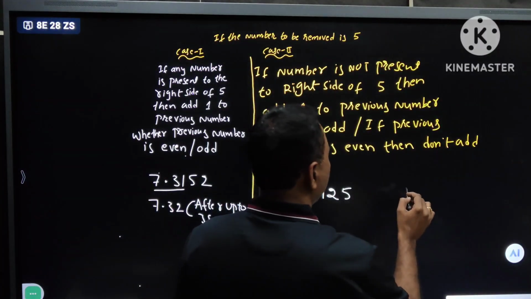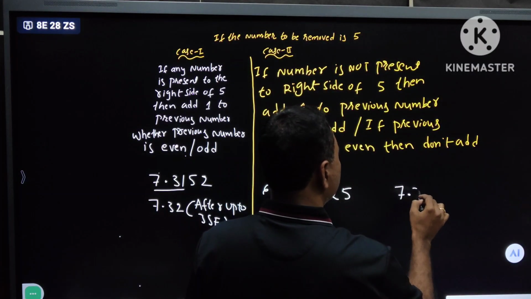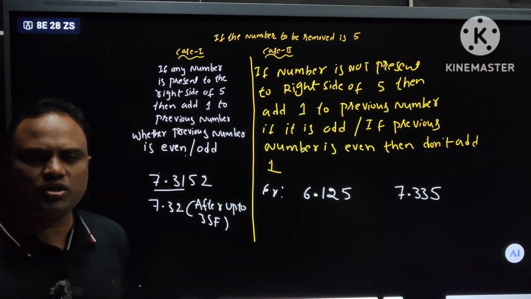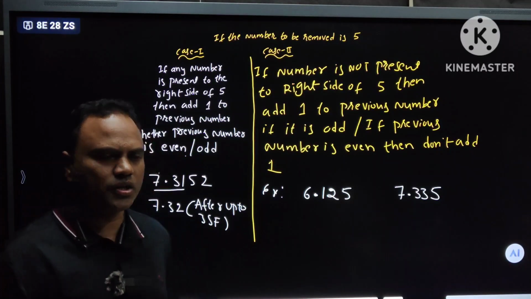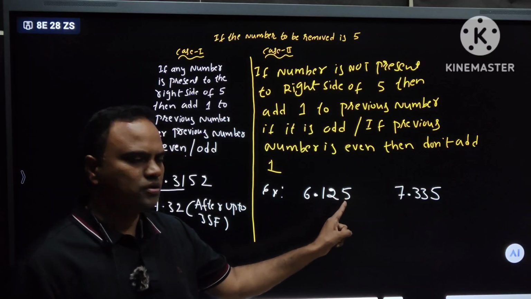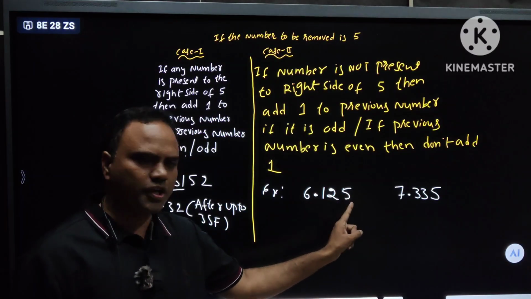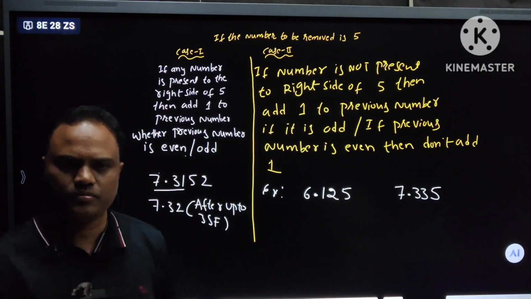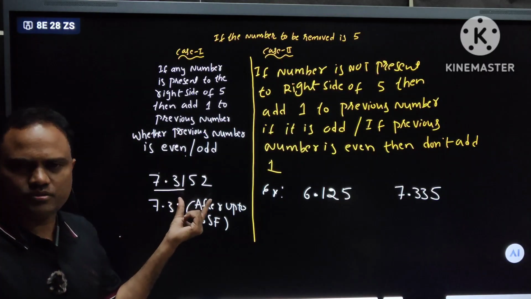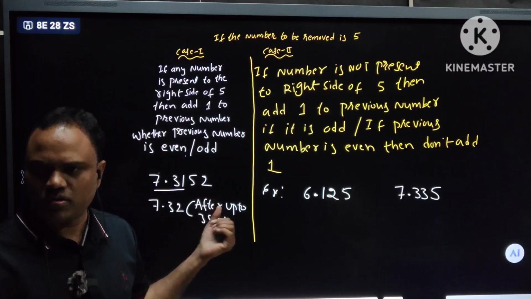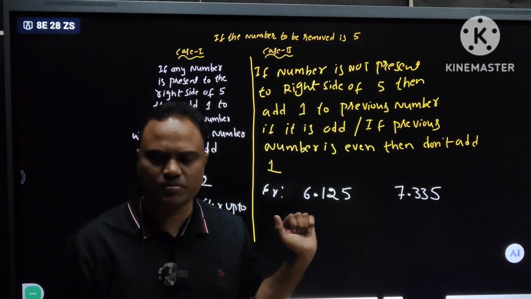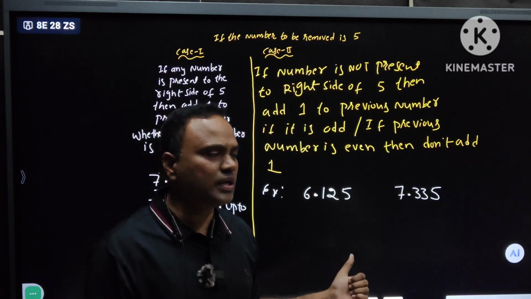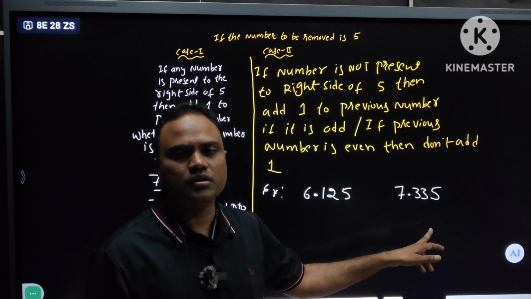6.125, 7.335. Round up to 3 significant figures. First of all, tell me, right side to the 5, is there any number? No. Like this. Here right side some number is there, but here right side no number is present. In that case, add 1 to the previous number if it is odd.